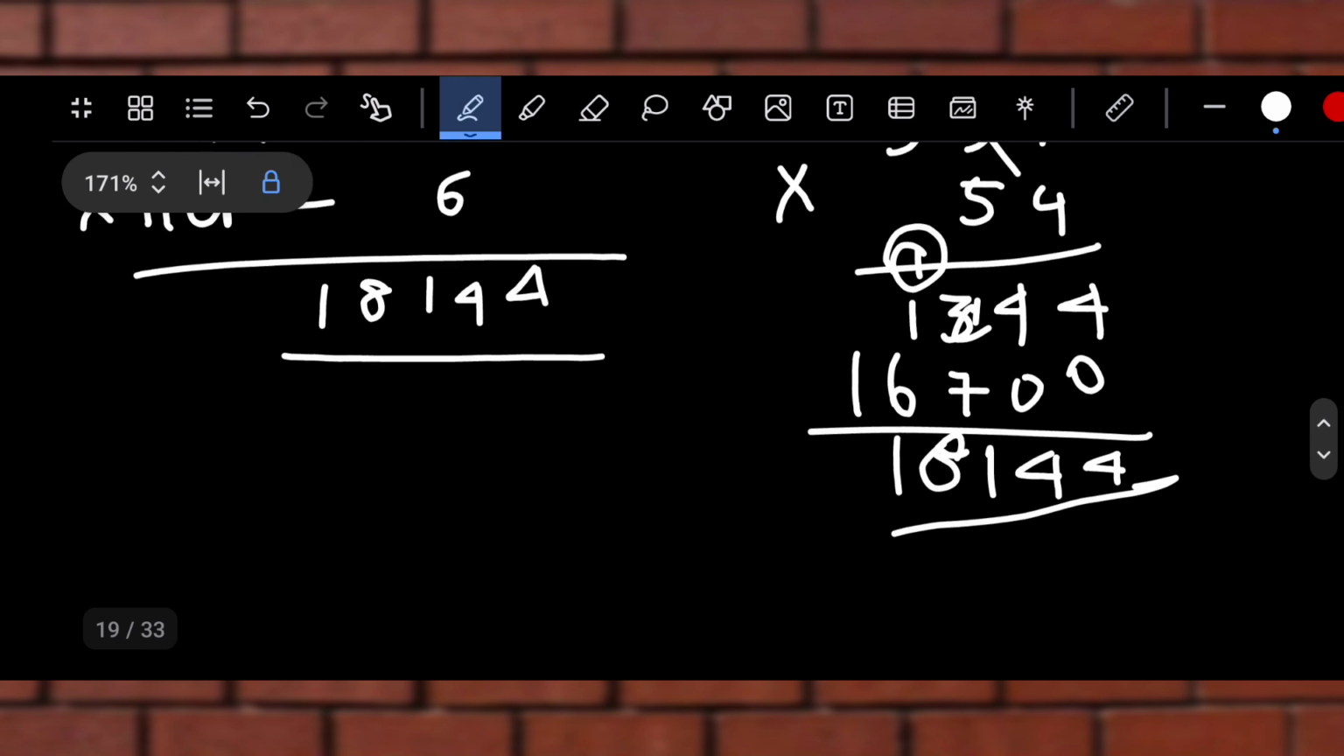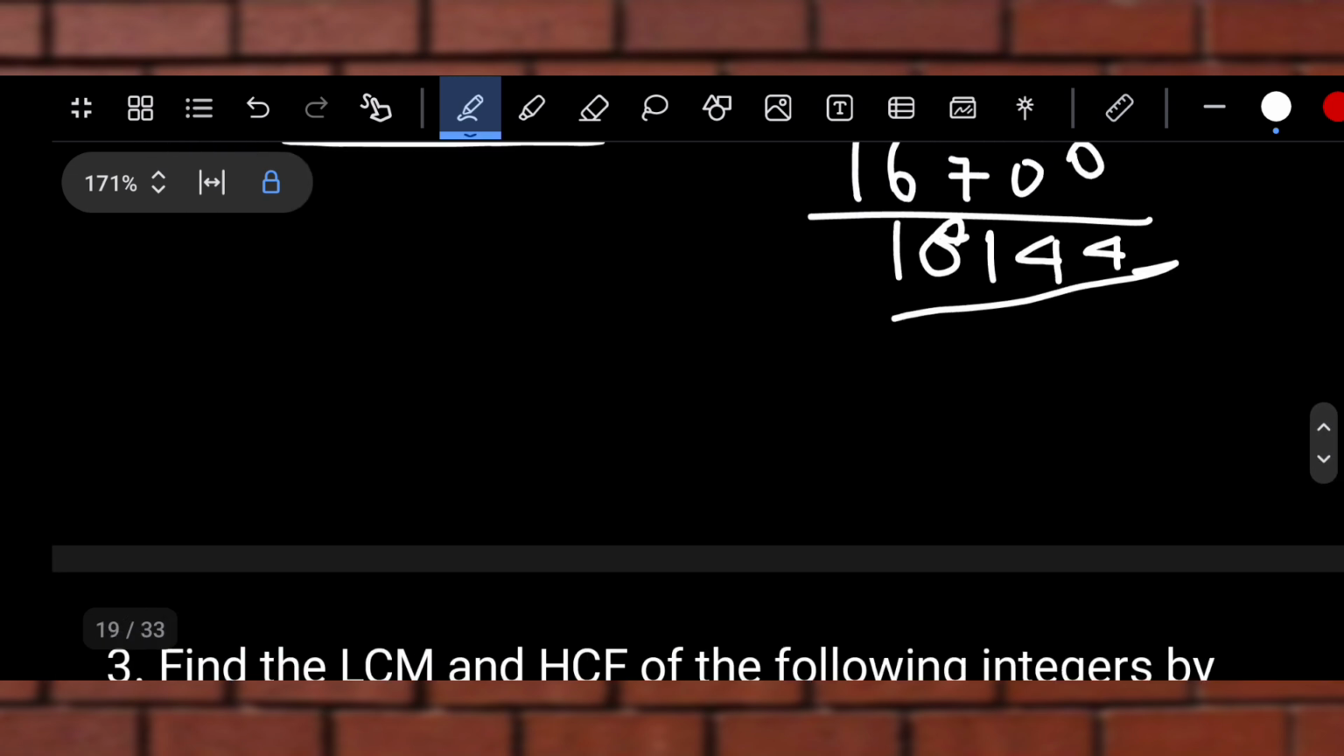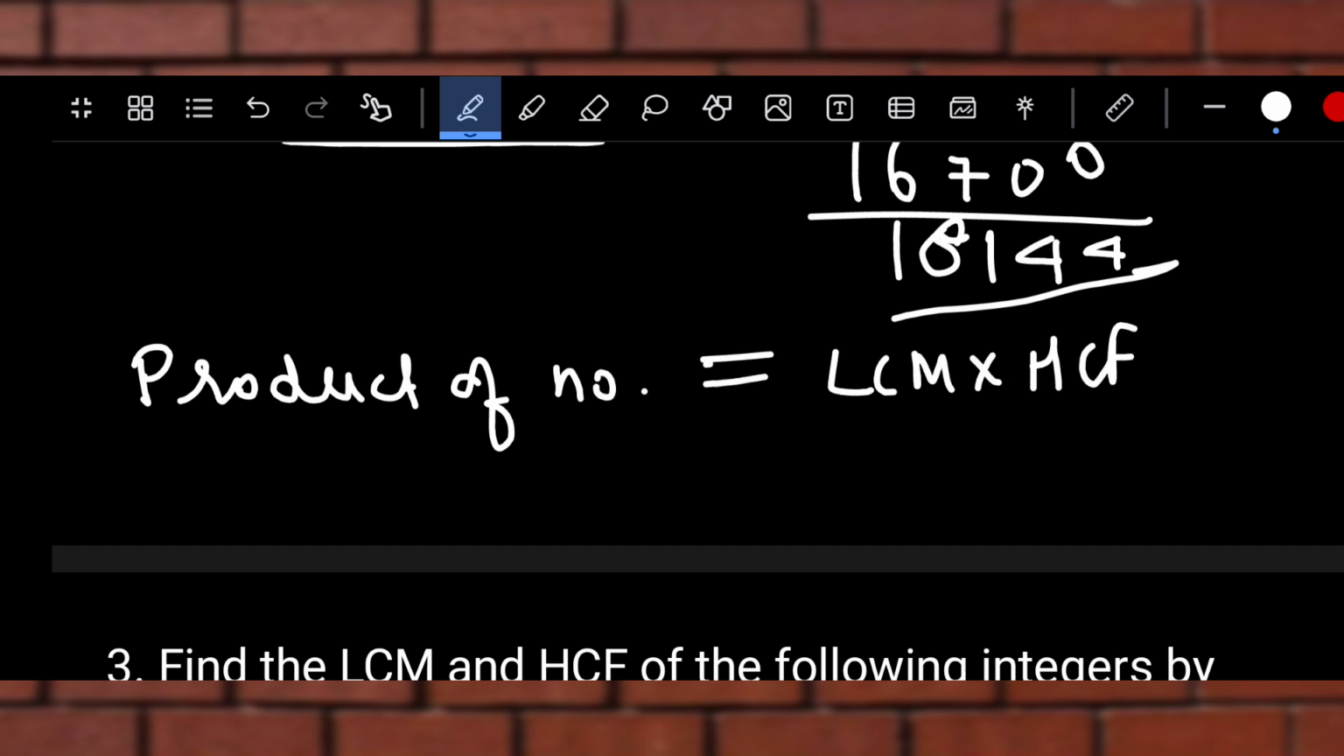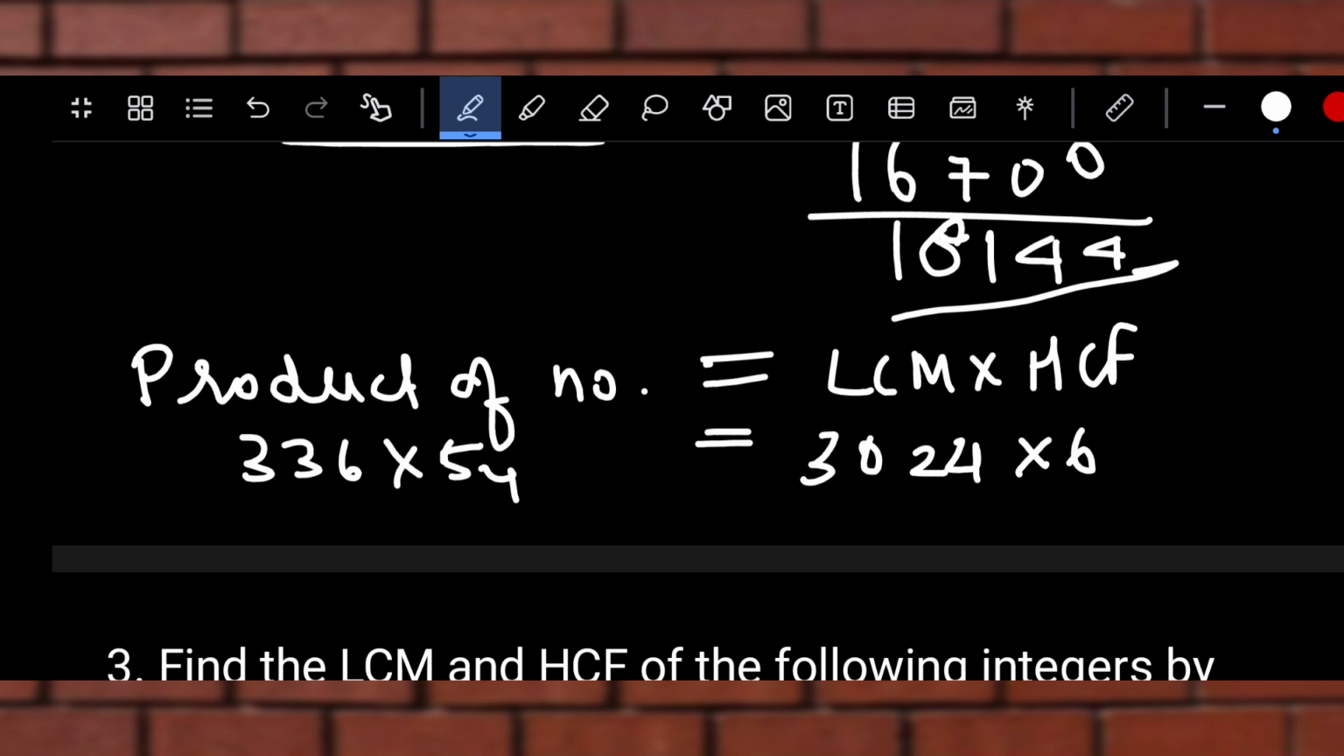Now both the numbers we got are similar. So we'll just write the conclusion. Conclusion: the product of numbers is equal to LCM into HCF, where the product of the numbers was 336 into 54, which is equal to LCM, 3024, into 6. We got the answer 18144. Okay, I hope you understood.